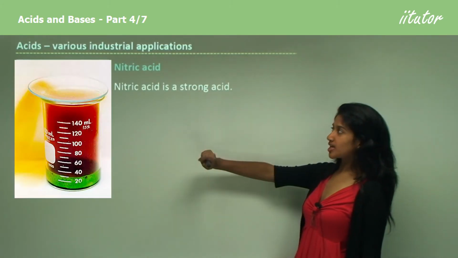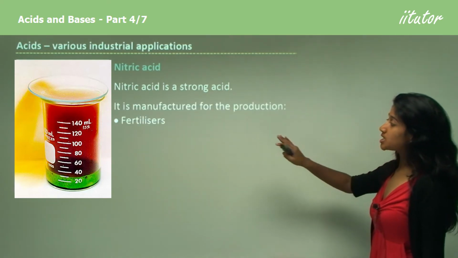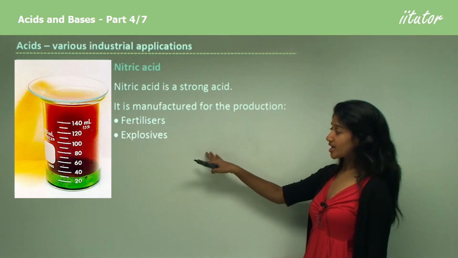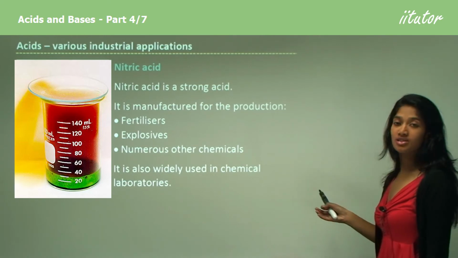We also have nitric acid. Nitric acid again is a very strong acid. It is manufactured for the production of fertilizers, explosives, and numerous other chemicals. It is also used in labs.